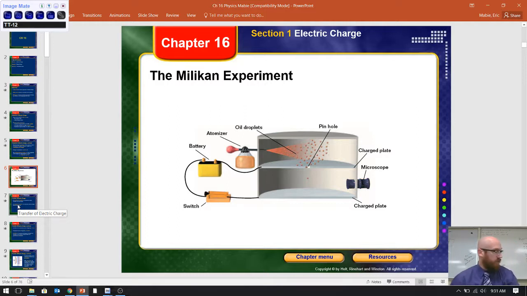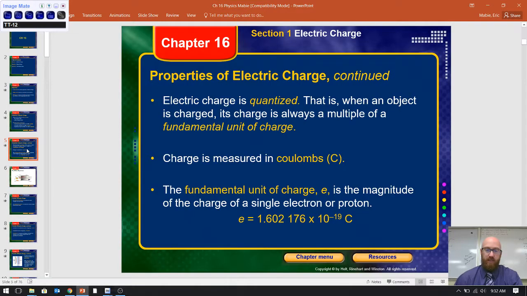Page 560. You can read a little bit more, figure that out. Honestly, you can put your charges in there. Your book rounds it to 1.60 times 10 to the negative 19th. I'd actually use the whole number. Why? You have it. It's going to be in your calculator anyway. I'd use the whole number.